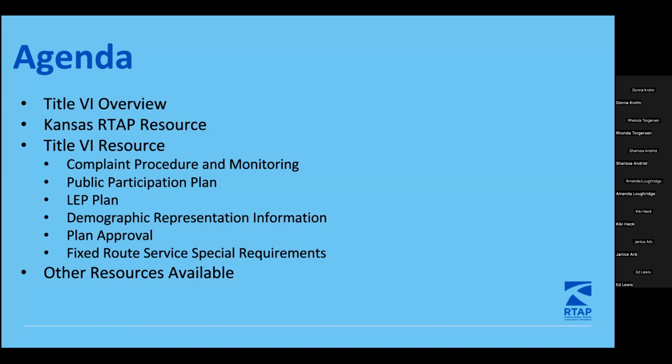And then we'll get into the Kansas RTAP resource, looking at exactly how it's going to be structured and what you'll be able to do with it when we publish it. Then I'll go into a brief look at every chapter within the Title VI resource and talk about what's required of each of those things. And finally, we'll look at other resources available. These will be resources that I used to help develop the guidebook for the program, and also things that agencies can use to supplement the resource, while you're waiting for it to be published.